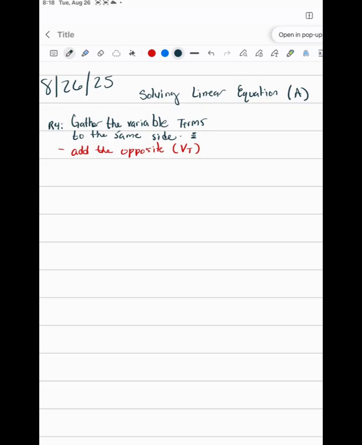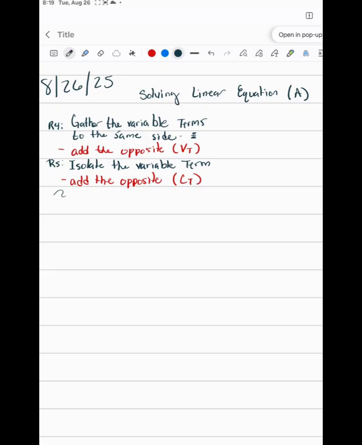Now, when I say add the opposite of what, I'm talking about the variable term. All right, let's just get the three rules. Make sure we have them locked in right here. Rule 5 would be next, is to isolate the variable term. All right, so now you have one variable term. I want you to get it by itself. How you do that is by adding the opposite again. But this time, you'll be adding the opposite of the constant term.